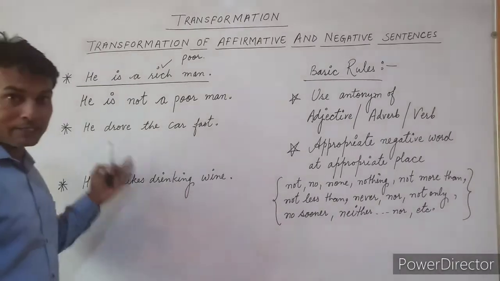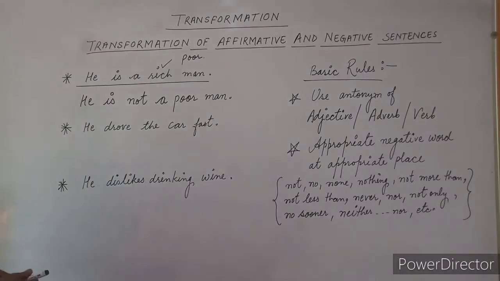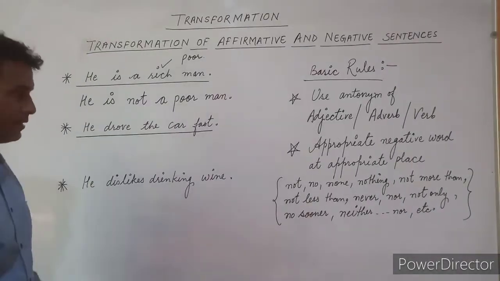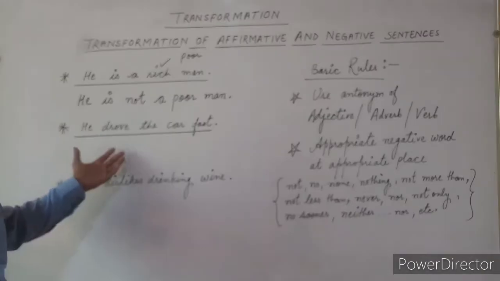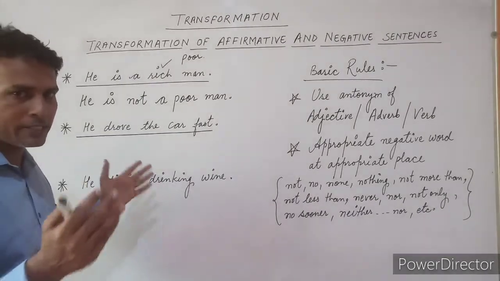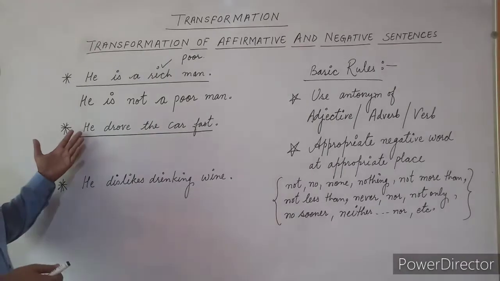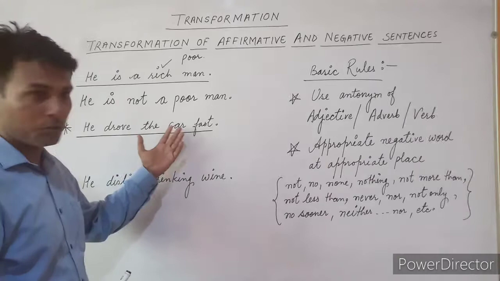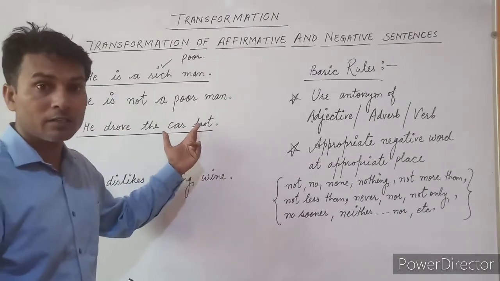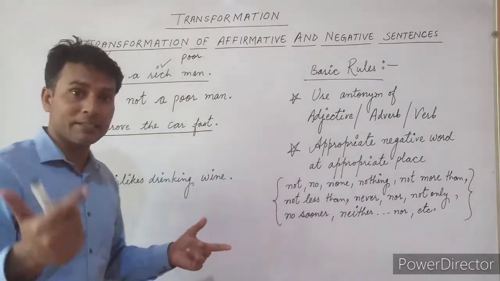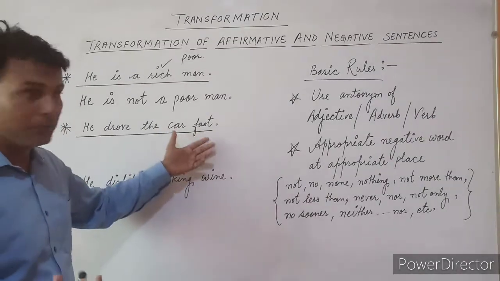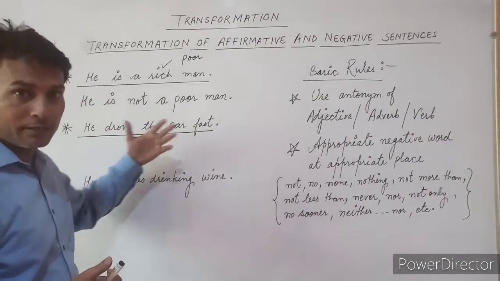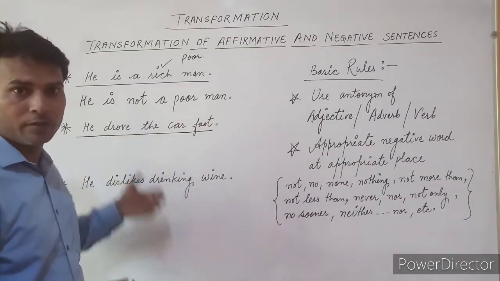Now let's look at the second sentence and change it into negative. He drove the car fast. Can you find any adjective in this sentence? No, there is no adjective in this sentence. He is a pronoun, drove is a main word, the is an article, car is a noun, and fast isn't an adjective. Fast can be used as an adjective, but here it has been used as an adverb, because it's modifying the word drove, right?